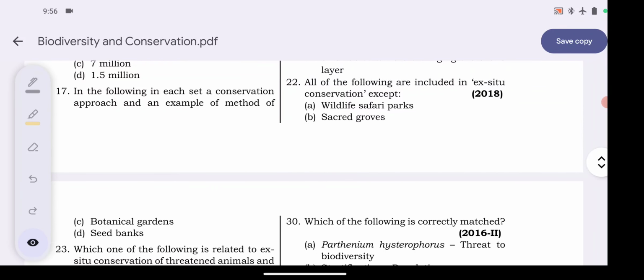All of the following are included in ex situ conservation except: wildlife safari park, sacred groves, botanical garden, seed bank. So here the answer will be option B, because sacred groves come under in situ conservation, not ex situ.